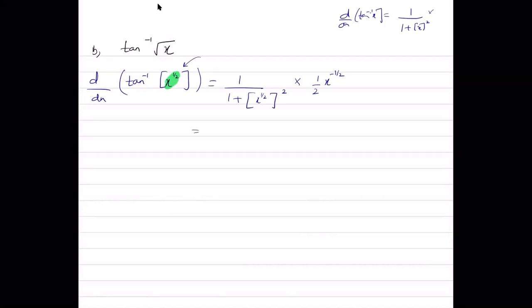Exactly. So at the end, this is going to simplify to 1 over 2 root x times 1 plus x. Is that what you are going to get? Yes, sir.